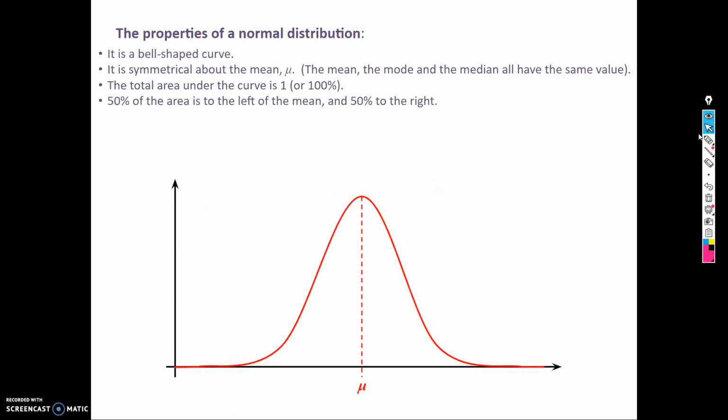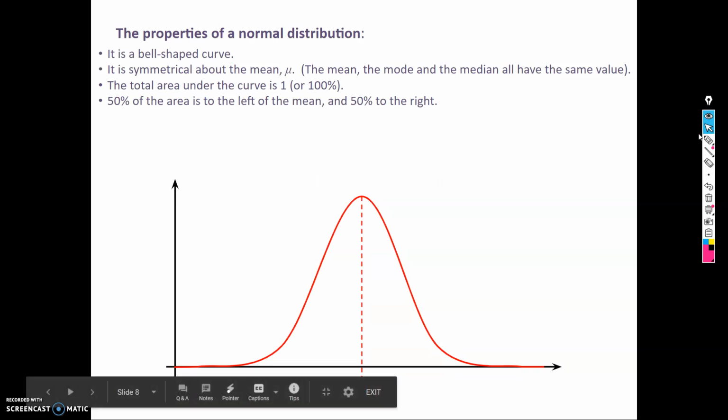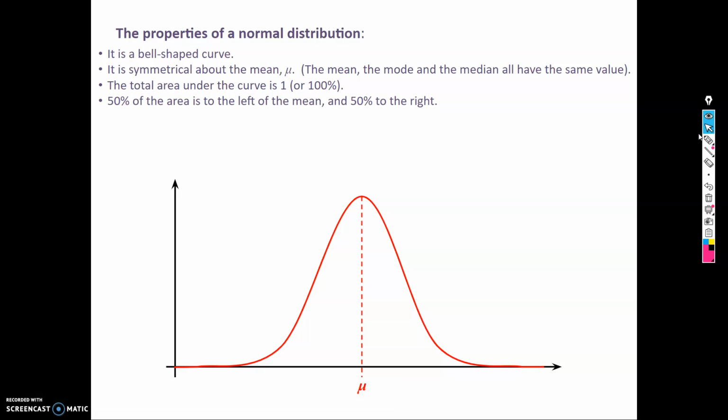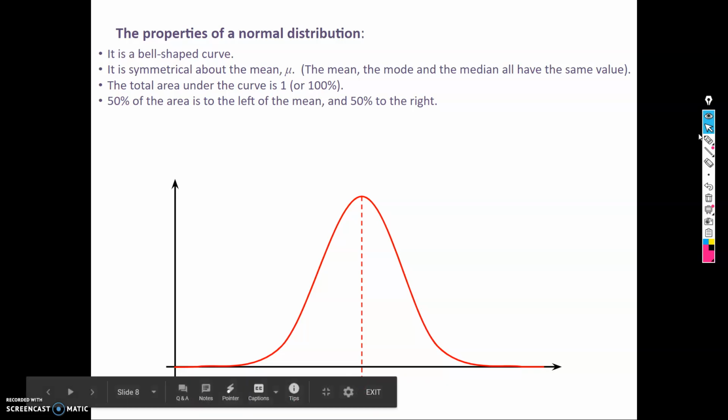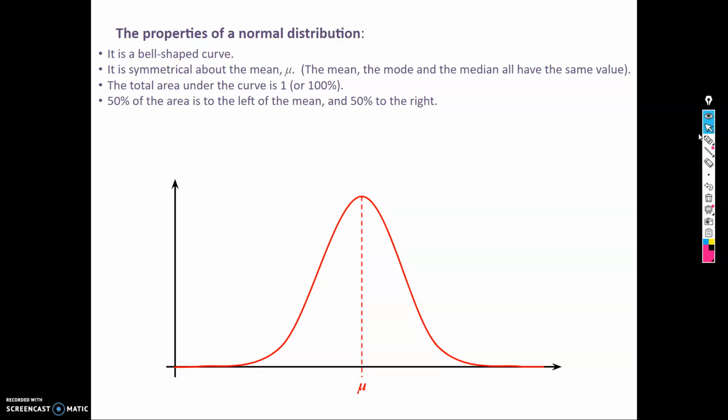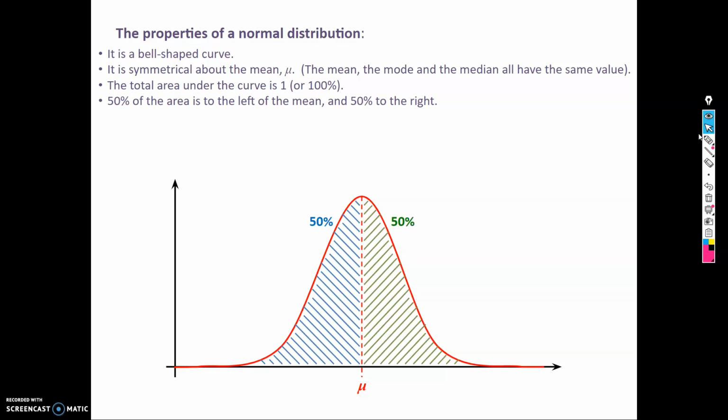So recap, just a different way. The normal distribution is a bell-shaped curve, which looks like this. It's symmetrical around the mean. The mean, median, and mode all have the same value. So this line here is the mean, the median, and the mode. The total area under the curve is 1 or 100%, as always with all distributions. 50% of the area is to the left, and 50% of the area is to the right.